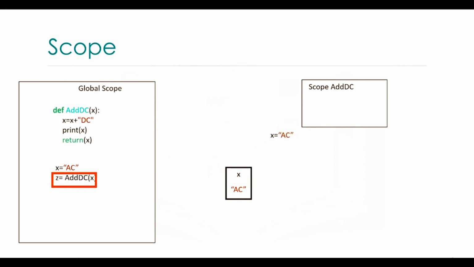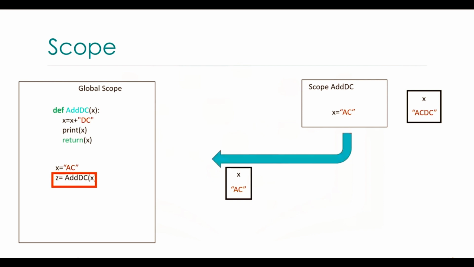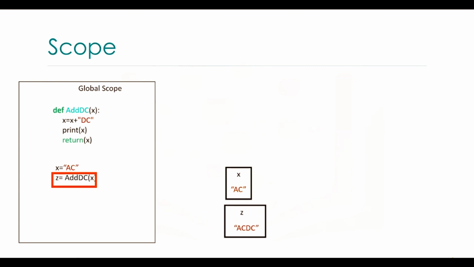A variable defined in the global scope is called a global variable. When we call the function, we enter a new scope, or the scope of addDC. We pass as an argument to the addDC function, in this case ac. Within the scope of the function, the value of x is set to acdc. The function returns the value and is assigned to z. Within the global scope, the value z is set to acdc. After the value is returned, the scope of the function is deleted.